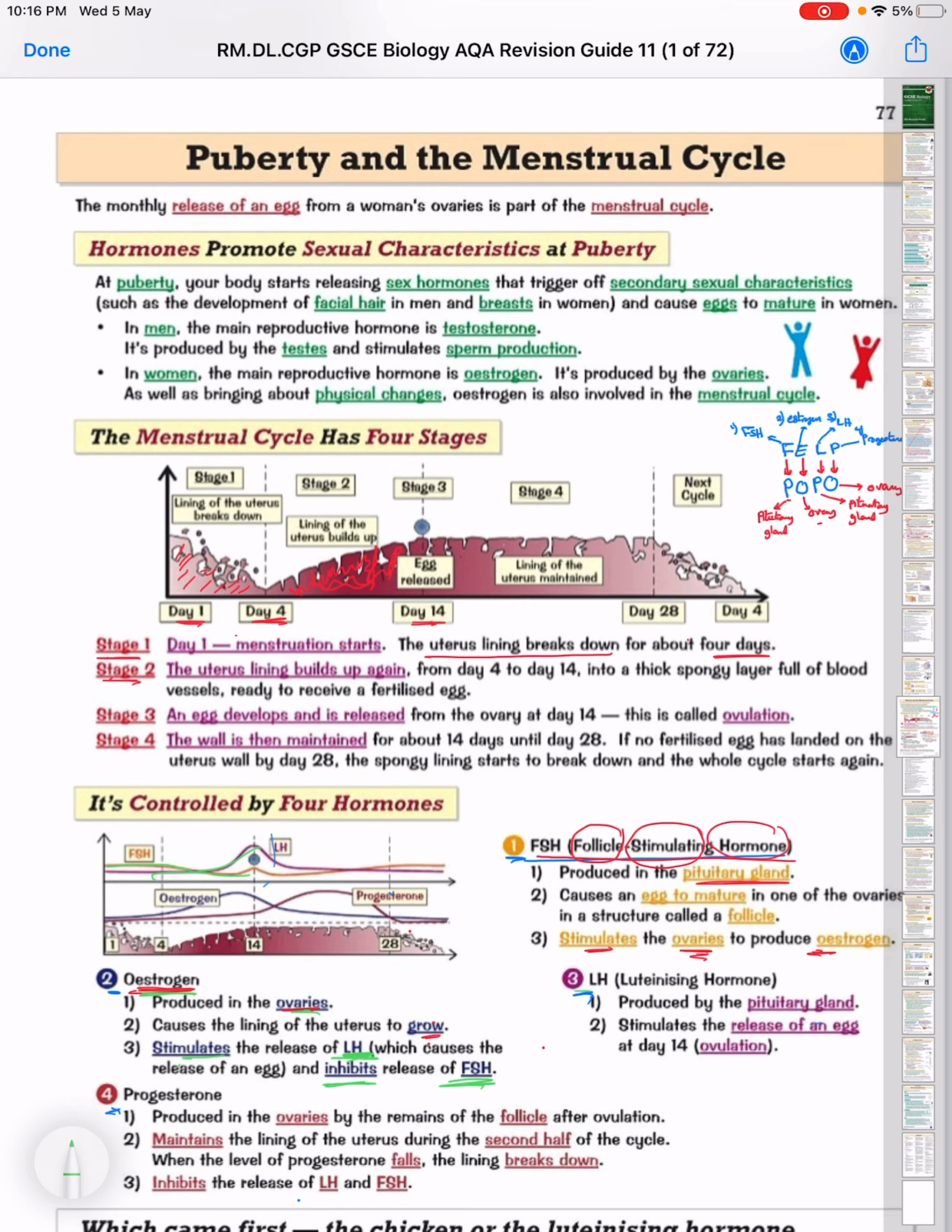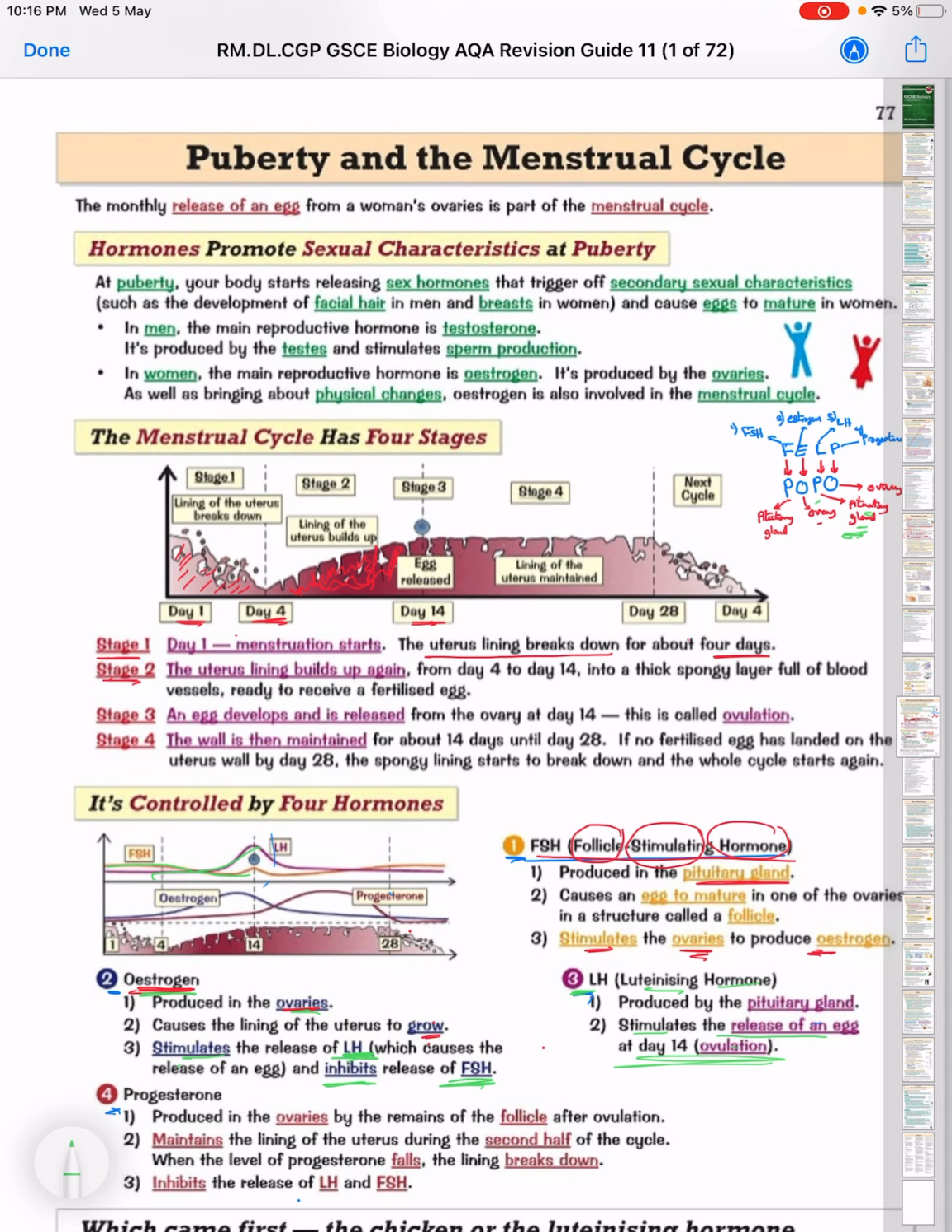Now is the time for the LH that has been activated by the estrogen. Luteinizing hormone, don't forget the popo, so it is still produced from the pituitary gland. This one stimulates the release of the egg from the ovary at the day of ovulation, which is usually 14. In some females it could be 13 or 15, but usually it is day 14, the day of the ovulation, where the egg will be released from the ovary to the fallopian tube.